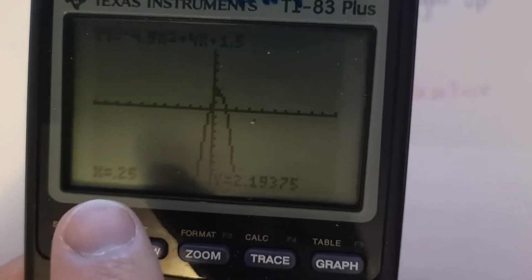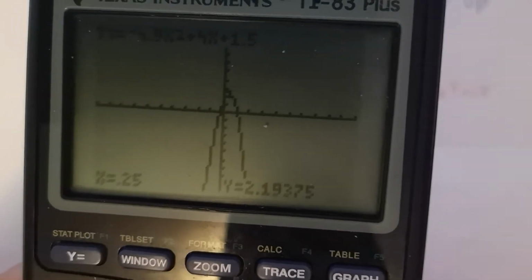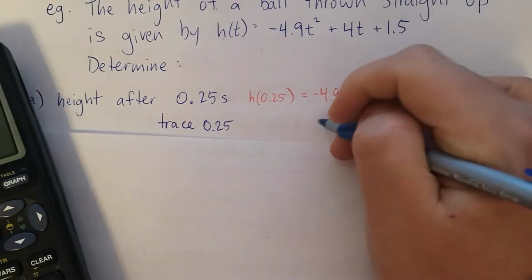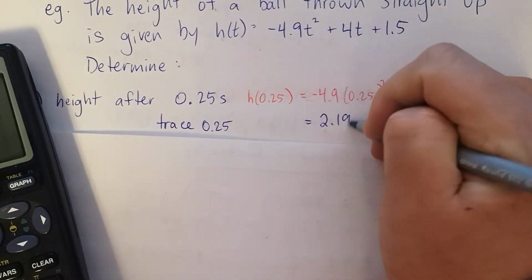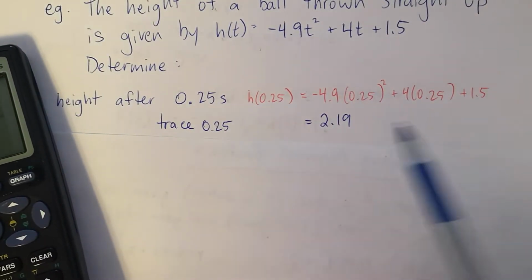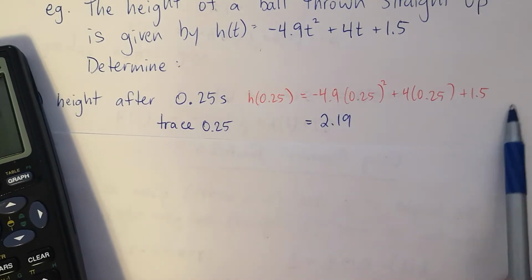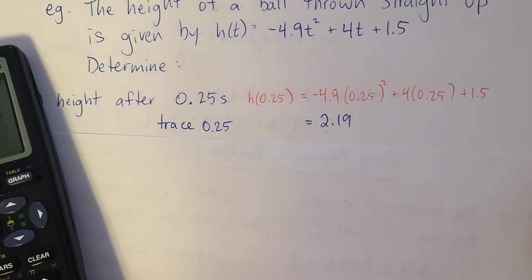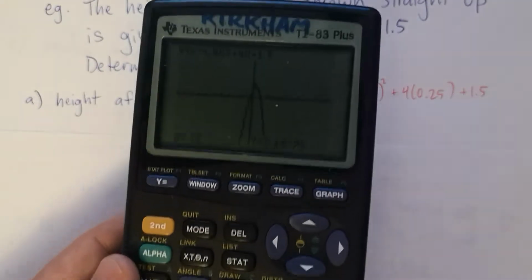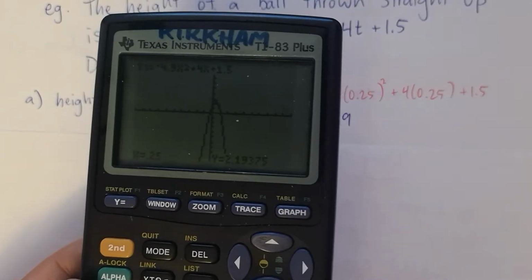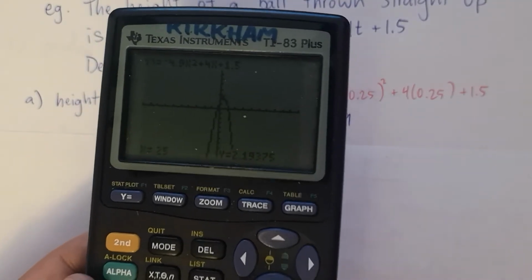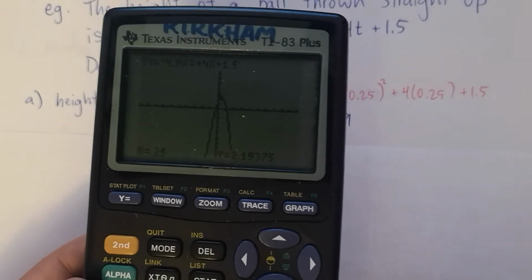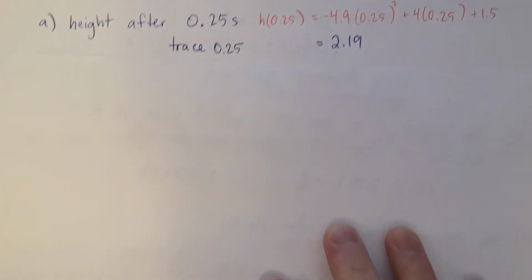X equals 0.25, y equals 2.19375. Maybe I'll just write 2.19. If you type in all of this stuff in your calculator, you'll get exactly 2.19375, but the calculator gave me that answer pretty quickly. You might think it was a waste of time because I had to put it into y equals, but it's never really a waste of time because there's always parts B, C, etc.